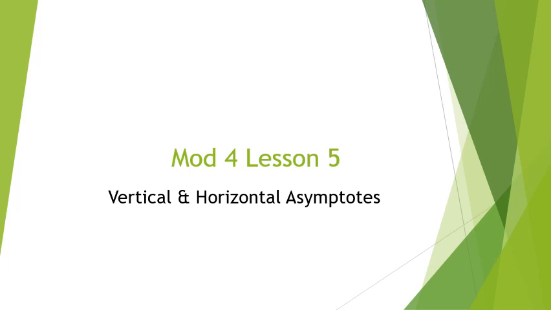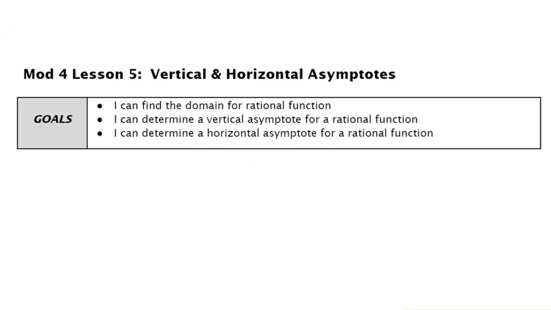This is the lesson for Mod 4, Lesson 5, Vertical and Horizontal Asymptotes. In this mod, we're going to be looking at graphs of rational functions. Lesson 5 is going to be focusing on asymptotes. So the goals of this are going to be to find the domain of a rational function, which we did quite a bit of in the last mod, to determine vertical asymptotes for a rational function, and finally to determine horizontal asymptotes for a rational function.